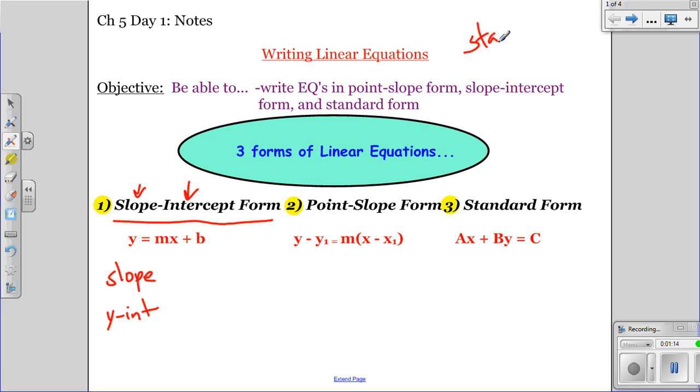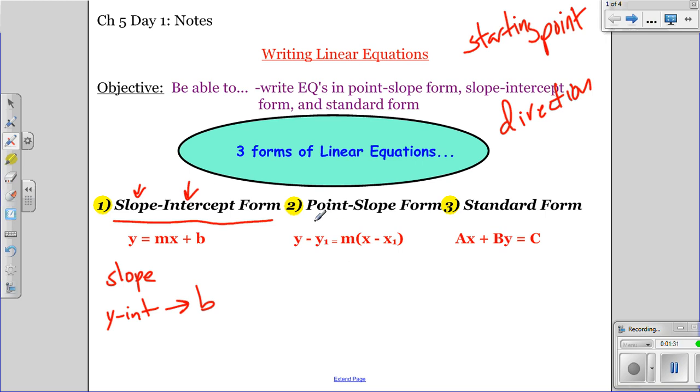So we have starting point, and then we have direction. Those are the two main things for writing an equation. If you have those two things, then you can go ahead and start filling in one of these forms. So that's the b factor here.